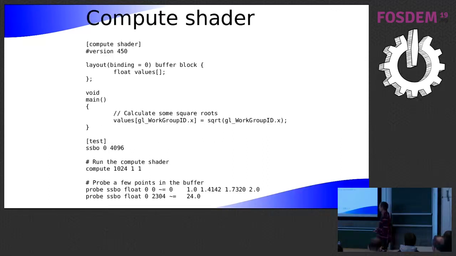It supports all the shader stages, so compute shaders as well, obviously. This is just a simple example using an SSBO, and it fills in a table of square roots. So instead of the draw command, you just have a compute command to dispatch the compute. And then obviously it's not writing to the frame buffer, so it's writing to an SSBO, and you can just probe the values in the SSBO.